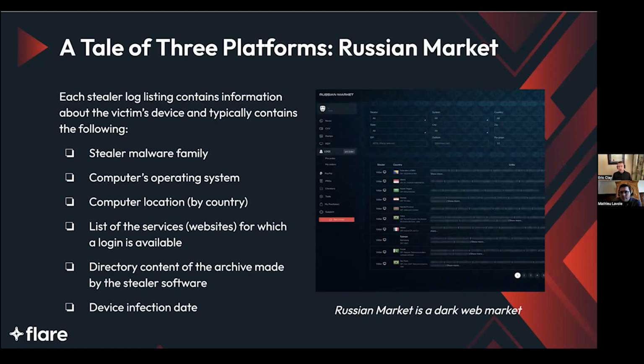One interesting thing to note here is devices. There's definitely devices that were infected earlier that are worth less, right? The longer an infected device has been for sale, the value drops precipitously as the logins get changed, the infection could be removed, etc. Matthew, is there anything particularly interesting to note about Russian Market that you don't think we've hit on?